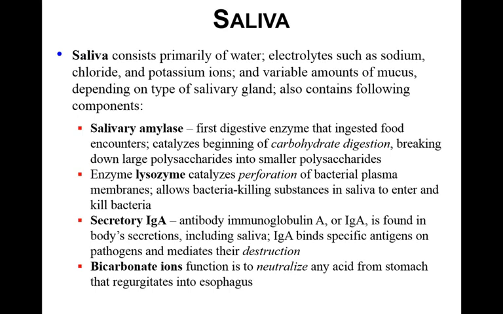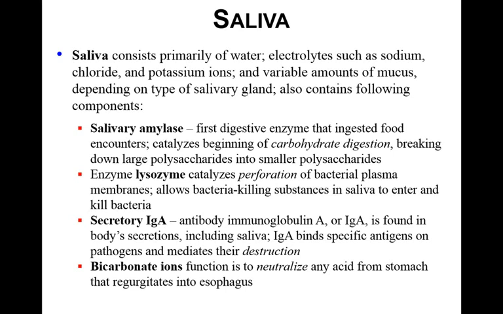So let's look at saliva and what it consists of. Mainly water, sodium, chloride, potassium, mucus are some components of saliva. These are also some important features. The first one is salivary amylase. It's the first digestive enzyme that the ingested food encounters. This is going to catalyze carbohydrate digestion. It's going to break down big polysaccharides into smaller ones.